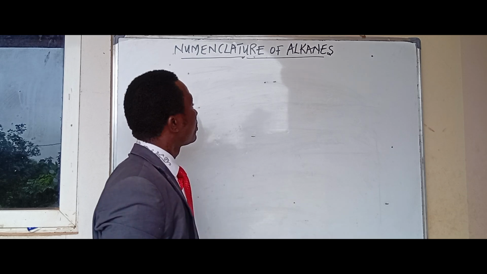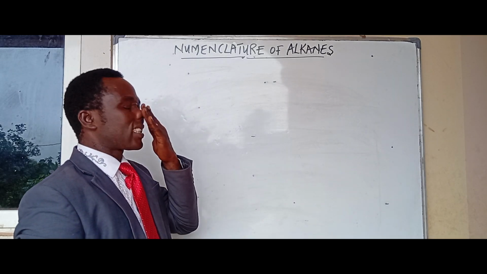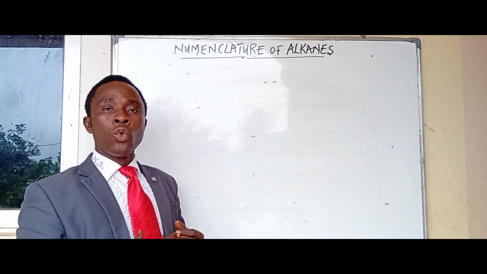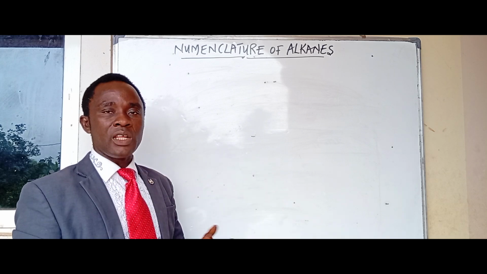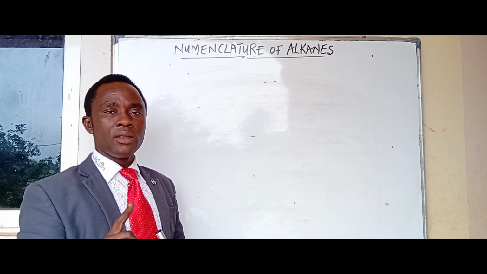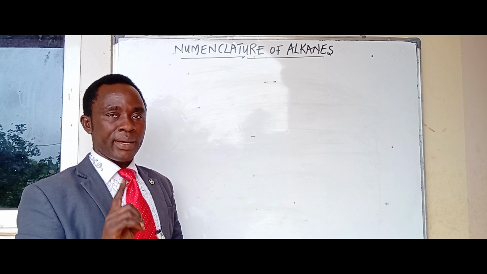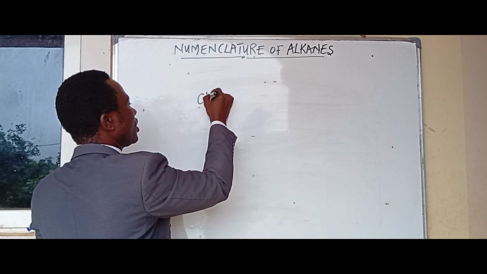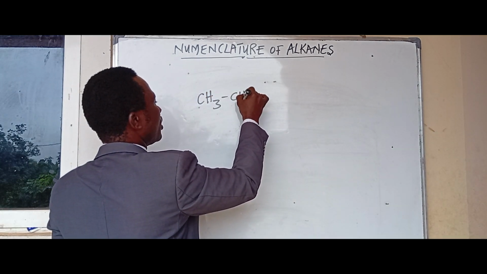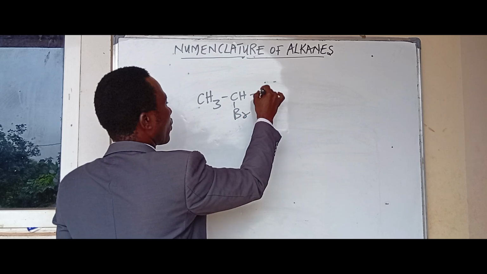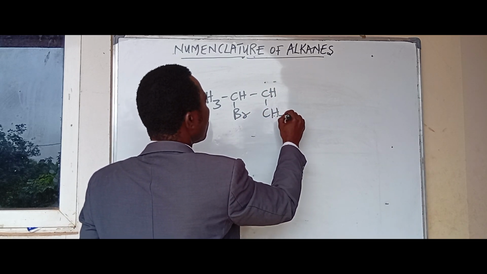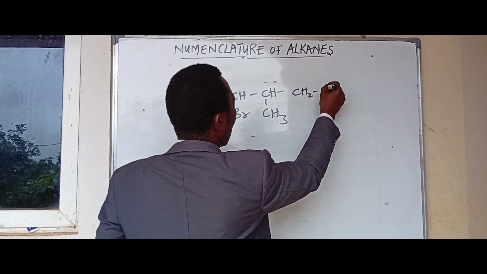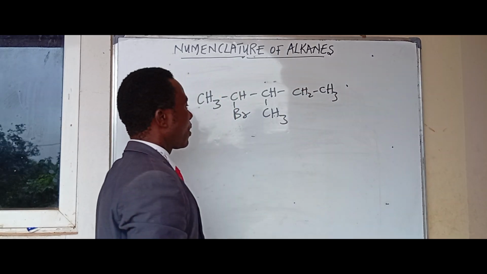The next rule states that if we have 2 or more different substituents, while naming, you need to name them alphabetically. Now, we have CH3, we have CH, Br, we have CH, CH3, then we have CH2, CH3. Now, how do we name?